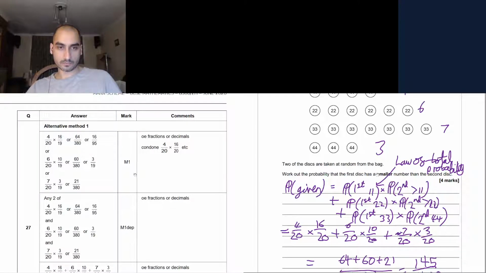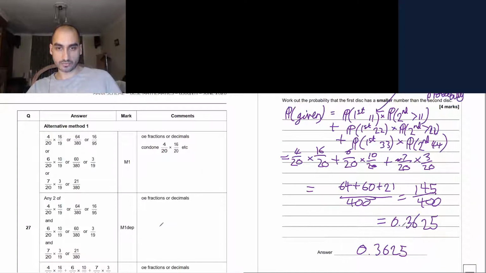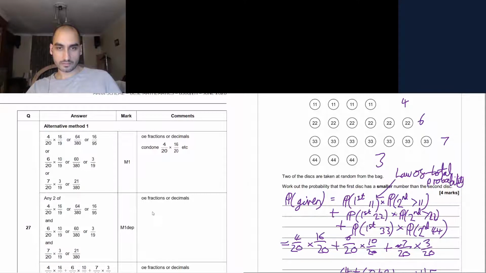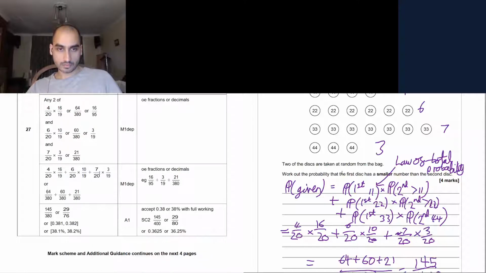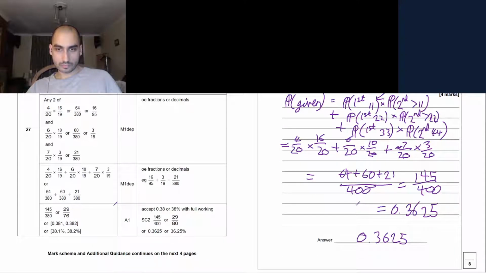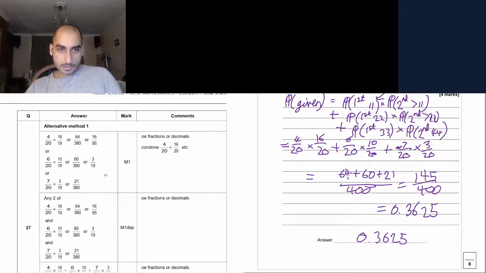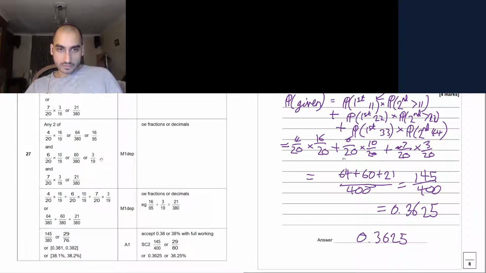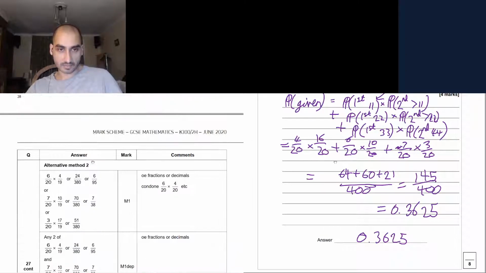Alright, so I said 145 out of 400, which is about 0.3625. Which is wrong, and it's outside of their boundaries. Okay, fine. I would imagine you lose 1 mark for using replacement instead of without replacement. Let's see if they say something about this.